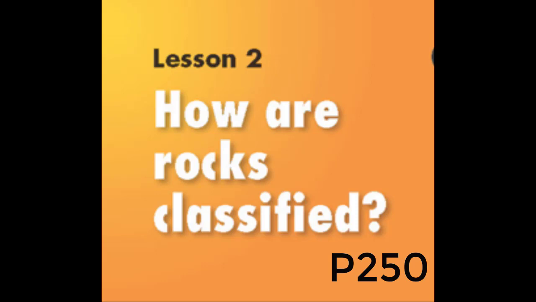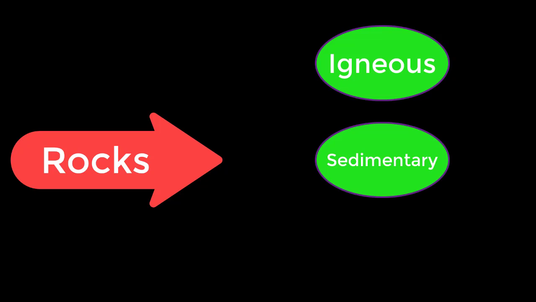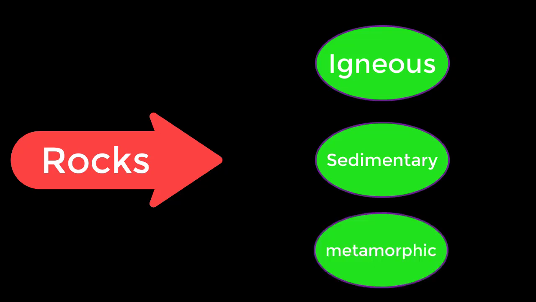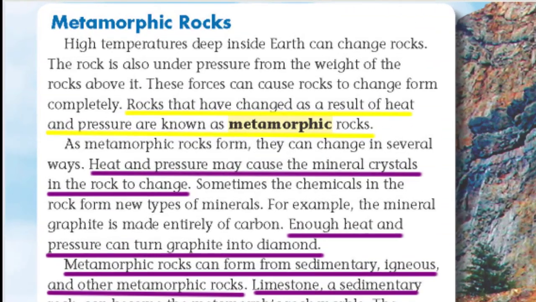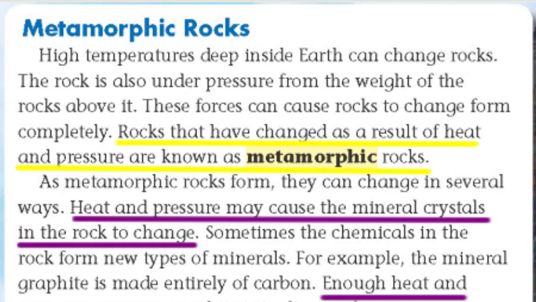I miss you all. Today inshallah we will continue the previous lesson, how are rocks classified. We can classify rocks into three types. Number one, igneous rocks. Number two, sedimentary rocks. Number three, metamorphic rocks. We already finished two types, the igneous rocks and sedimentary rocks. Today inshallah we will study metamorphic rocks.